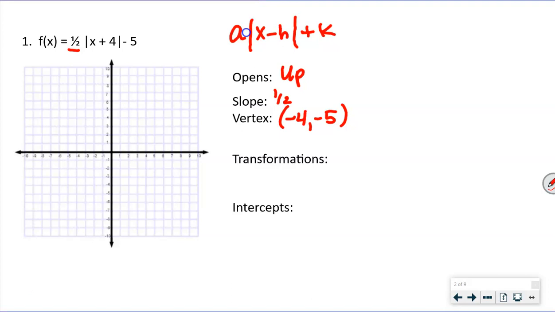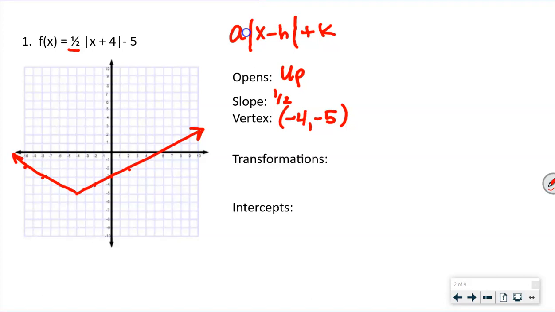I'm going to go ahead and plot this now. So at -4, -5, there's my vertex, and I'm going to go up 1 over 2, up 1 over 2, going to go up 1 over 2 here, and they should be mirror images. Remember, the graph is going to look the same on the right as it does on the left. Okay, so as we draw this, this is going to be the left side.